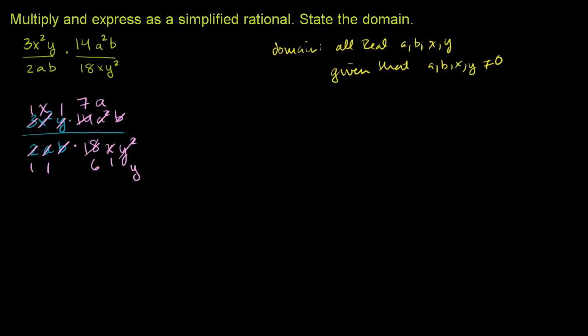So what are we left with? We are left with, in the numerator, all we have, these 1's we can ignore. That doesn't really change the number. We have a 7 times a times x. That's what we have in the numerator. And in the denominator, we just have a 6y. And we have to add the constraint that a, b, x, and y cannot equal 0.